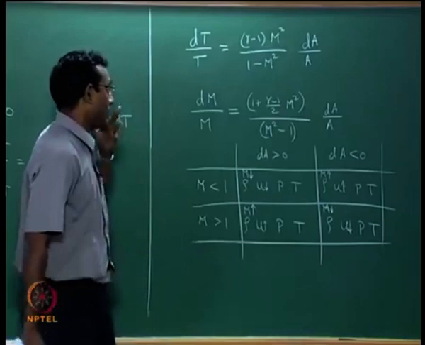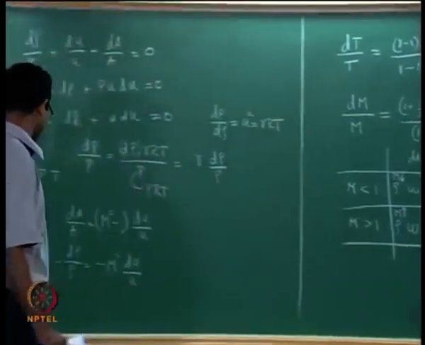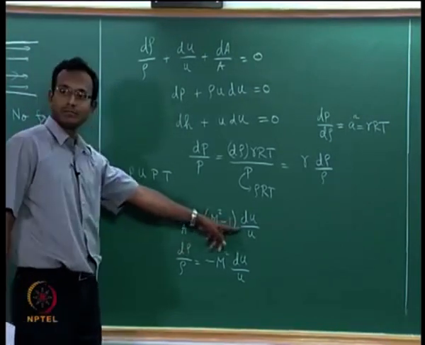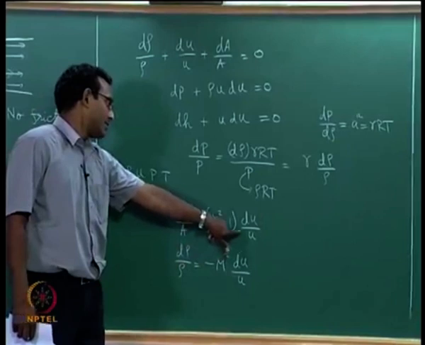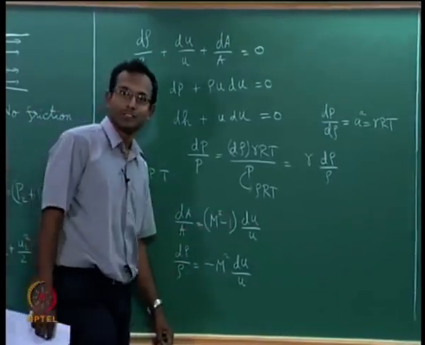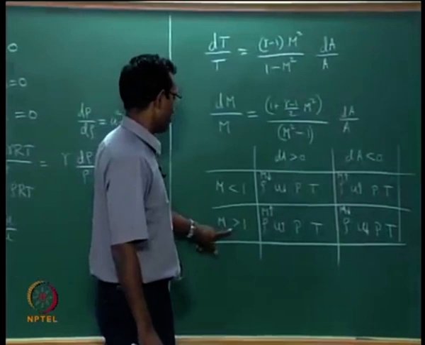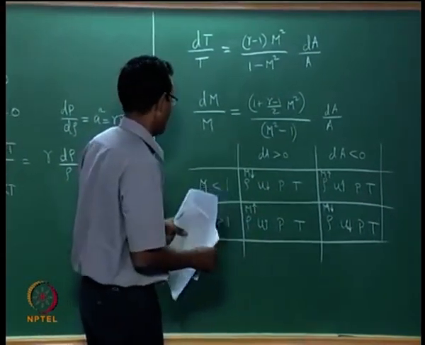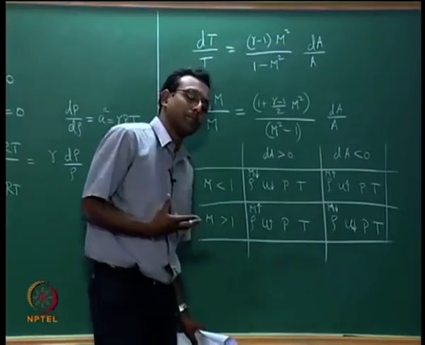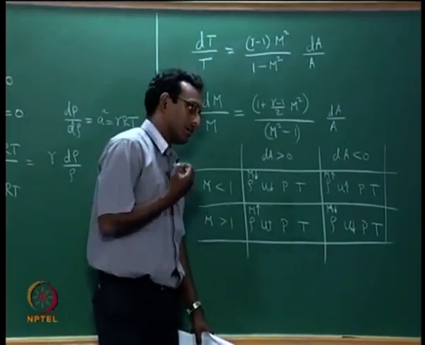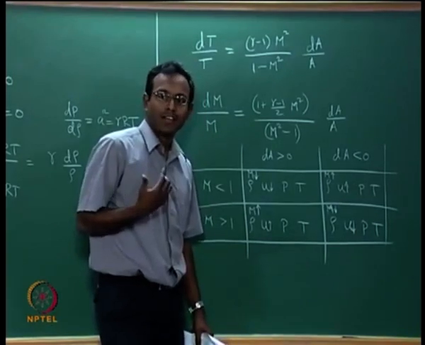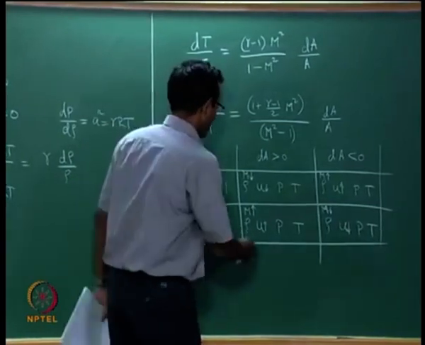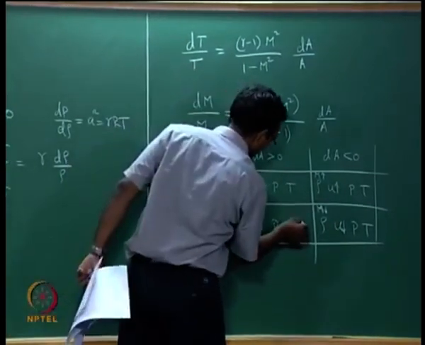Okay. You can also use the du by u expression, which I believe I have here. I can use this also to tell the same thing. If I am supersonic, if area increases, velocity increases. I can do that also. Okay. I am supersonic, area increases, velocity increases. It can be told from here also. Now, since I am adiabatic, I can now immediately tell that if velocity increases, temperature drops. T naught is constant. So, whatever velocity is, this will be the opposite arrow.